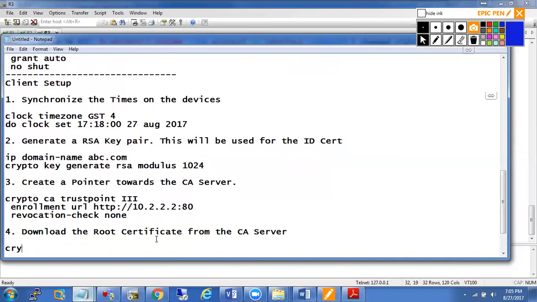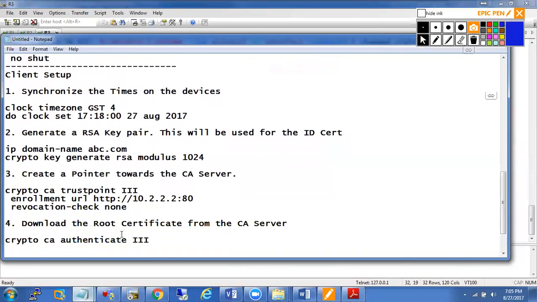Crypto CA authenticate. III basically says download your CA server certificate from where? III points to what? 10.2.2.2 port 80. So this is the command that actually downloads and trusts the root certificate of the CA server. Somebody asked me a question: R1, R3 don't have the root certificate yet. Now I'm downloading the root certificate. This is the command that downloads the root certificate and trusts it.